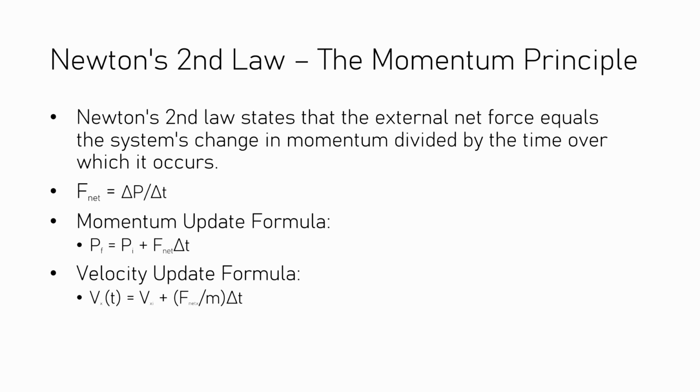Using that formula, you can get to the momentum update formula, which is P final is equal to P initial plus F net times the change in time. And using that, you can determine the velocity update formula, which is V final is equal to V initial plus F net divided by mass, and times all of that by the change in time.